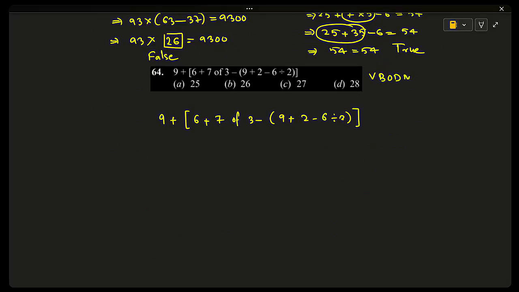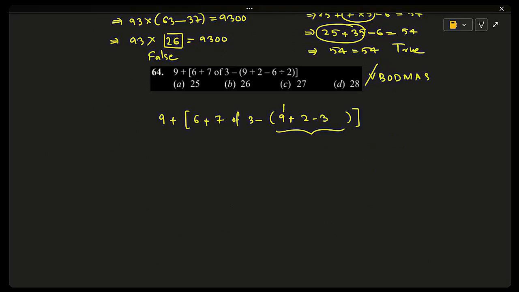V for vinculum, we don't find in this. B for bracket. Yes, there are two brackets. We have to open the innermost bracket first. So in this innermost bracket again we have some operations. So we need to do division first. So let us erase this part. 6 divided by 2. We know 6 divided by 2 is 3. So let's write 3 here.